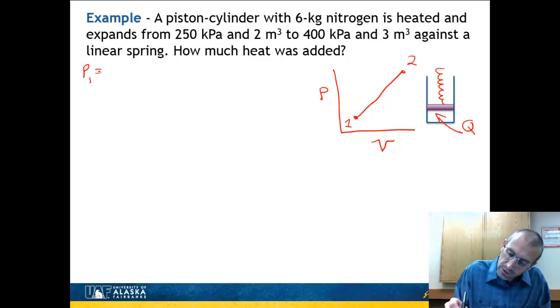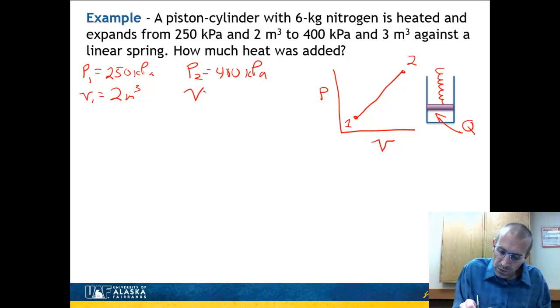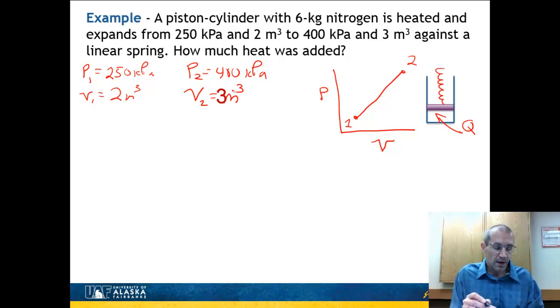First we have P1 is 250 kPa, V1 is 2 cubic meters, final pressure P2 is 400 kilopascals, and my final volume is 3 cubic meters. If I look at this, I don't have a constant pressure process, the pressure changes. I don't have a constant volume process because the volume changes, and so you might wonder, well, what do I use? I can't use Cp or Cv in this problem.